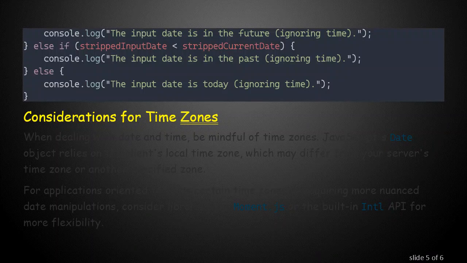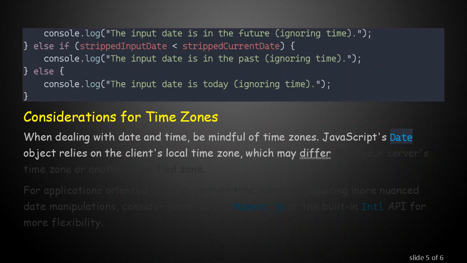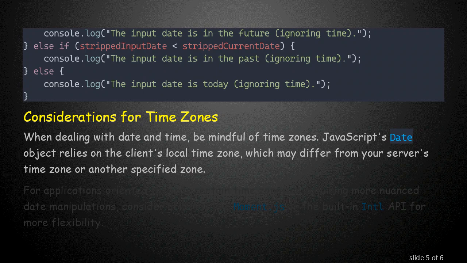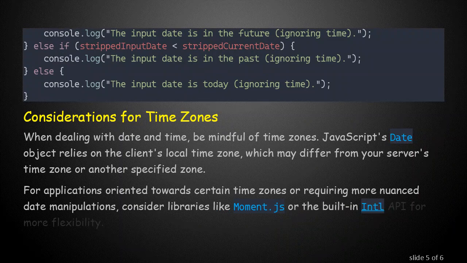Considerations for time zones. When dealing with date and time, be mindful of time zones. JavaScript's Date object relies on the client's local time zone, which may differ from your server's time zone or another specified zone. For applications oriented towards certain time zones or requiring more nuanced date manipulations, consider libraries like Moment.js or the built-in Intl API for more flexibility.